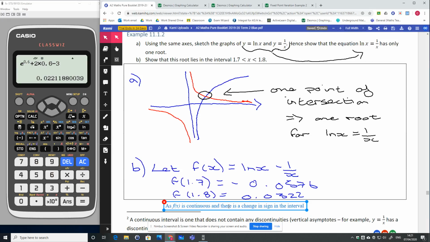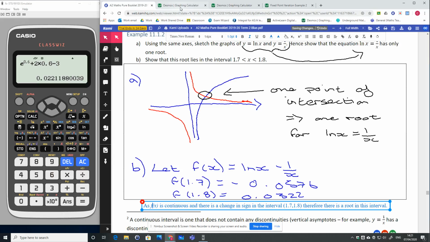So f of x is continuous, and there is a change of sign in the interval, and then obviously it depends what interval we're working on. So this time I am working on, notice it is curved brackets, because we're not equal to one curved bracket. So we've got 1.7 to 1.8. Therefore there is a root in this interval. Okay, so you need that as your conclusion. So do watch for that.